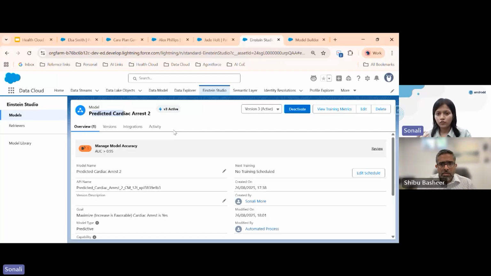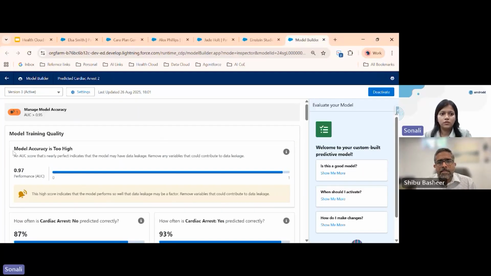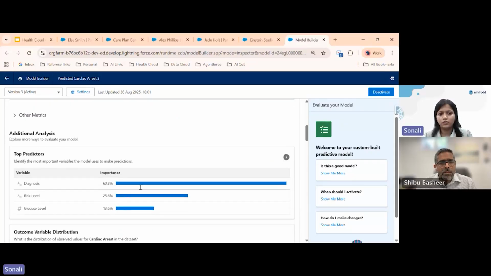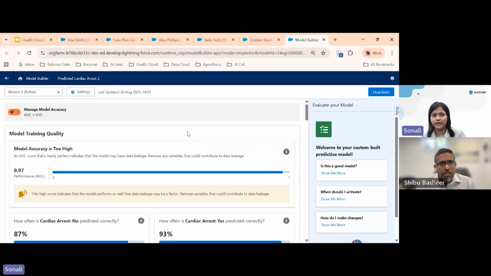So what I'm trying to predict here is the probability of the second set of patients getting a cardiac arrest if they have parameters similar to the first set. So I'm training my predictive model. The accuracy of the prediction is high, and the variables or metrics that it uses are totally configurable. I'm right now giving diagnosis, risk level, and glucose level to predict the cardiac arrest.